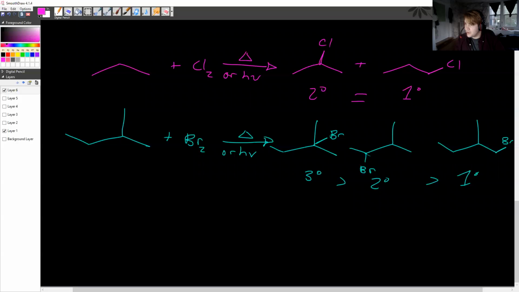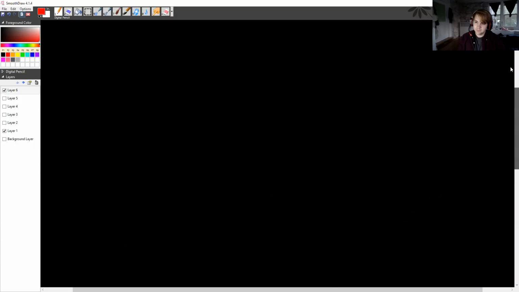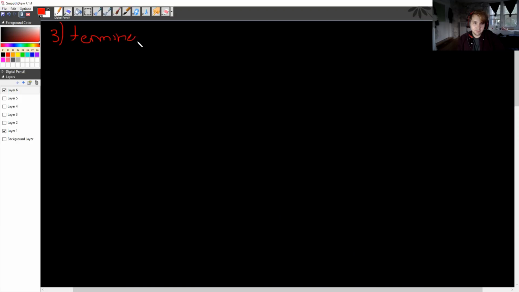Well, this is all well and good, but we haven't gotten to the third step, right? We haven't even talked about termination. Step 3, termination. Well, we just did all this work to initiate the reaction to happen, and we did all this work to figure out which radical is going to form on the alkane, but now we need to talk about what happens when we need to end the reaction. And what we see is we have multiple different products.